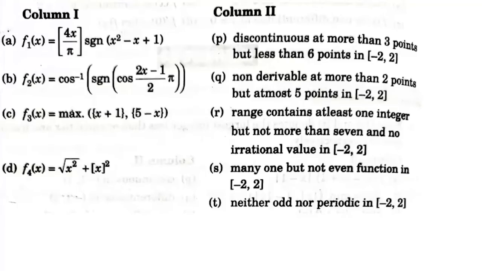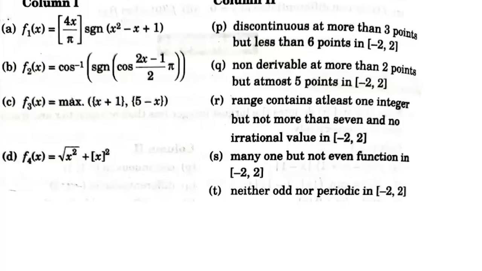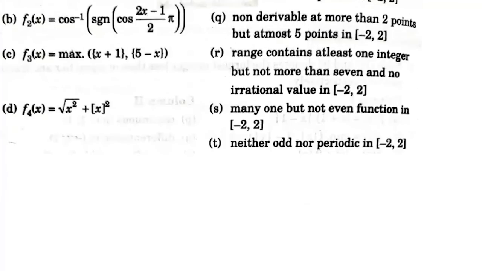Now here the question is, we are given these 4 functions and then we have to match them with the options given in column 2. Now we'll start with this first function, which is f1x. Now f1x is defined as greatest integer function of 4x upon pi into signum of x square minus x plus 1.